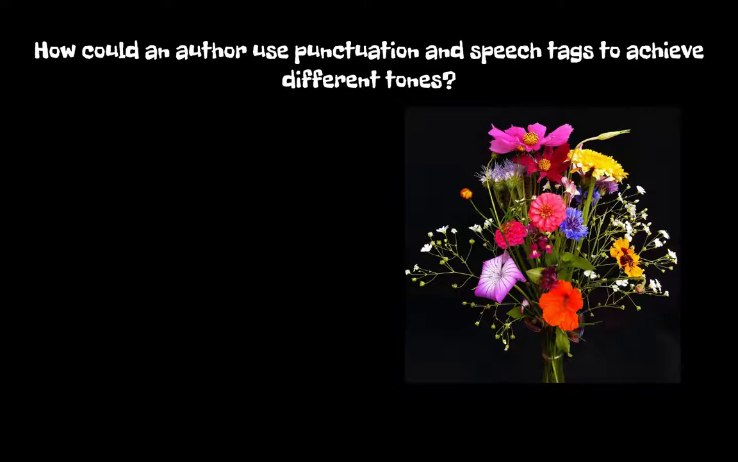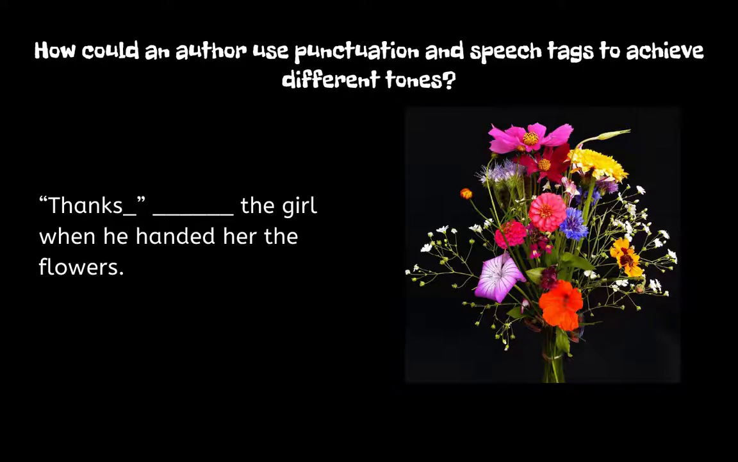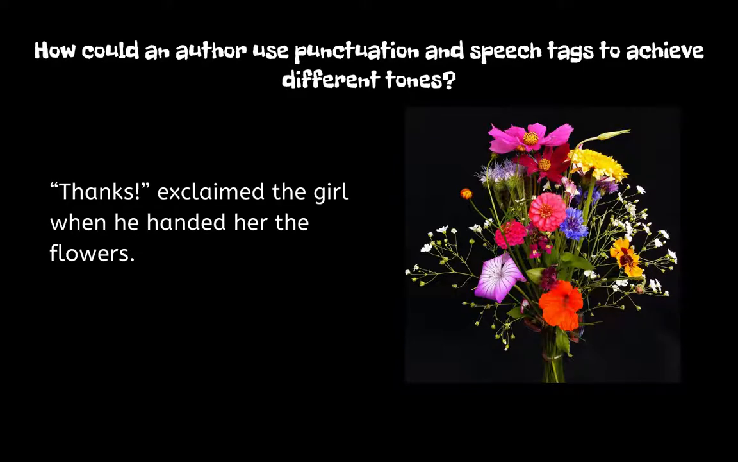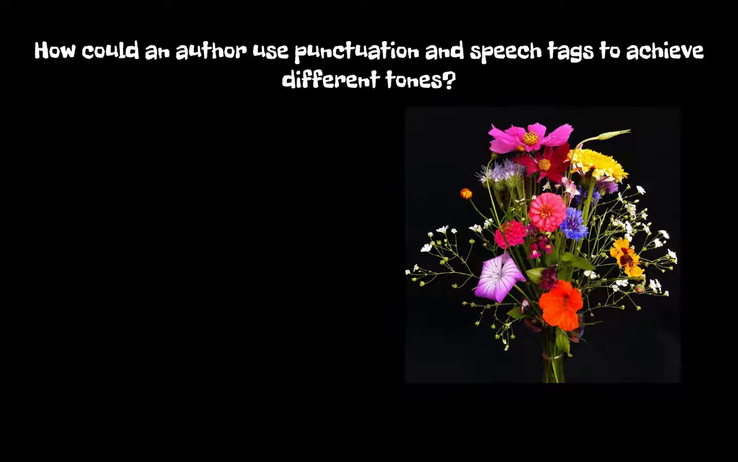Now let's look at how an author could use punctuation and speech tags to achieve different tones. Look at this sentence. Thanks, blank, the girl when he handed her the flowers. Let's look at our first example. Thanks! exclaimed the girl when he handed her the flowers. By adding an exclamation point and the word exclaimed, the author creates a tone of excitement or happiness about the flowers.